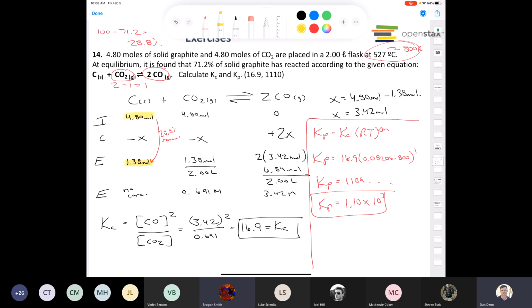I have a question. Why did we not just disregard the graphite to begin with? Because even though the graphite, so when you disregard the graphite, so I see what you're saying.